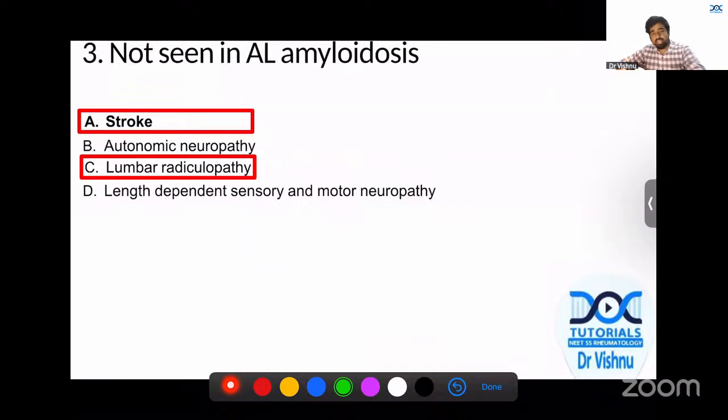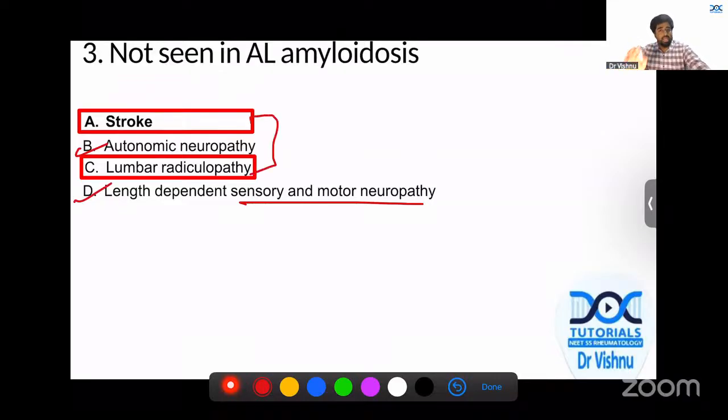Yeah, so this is another a little bit of a controversial question. I'm not sure if this was given grace marks or something. See, basically AL amyloidosis was asked. It's not just amyloidosis that was asked, right? So which is not seen in AL amyloidosis: stroke, lumbar radiculopathy, autonomic neuropathy, and sensory motor neuropathy, which is limb length dependent. So these two are definitely there. There's no doubt about it. These are the more prominent manifestations. So the main confusion was among stroke and lumbar radiculopathy.